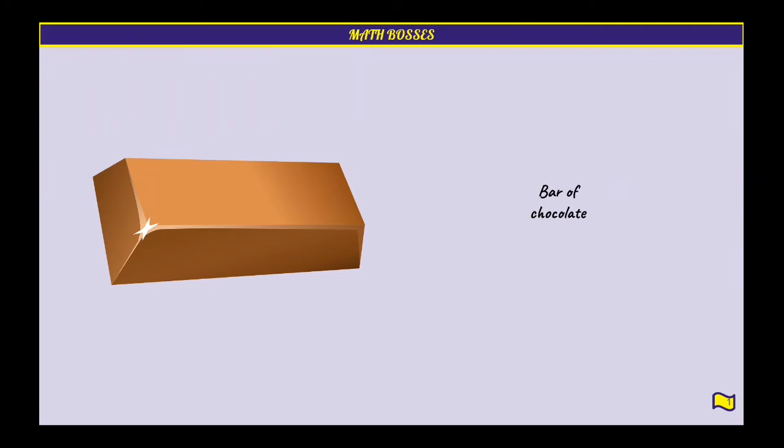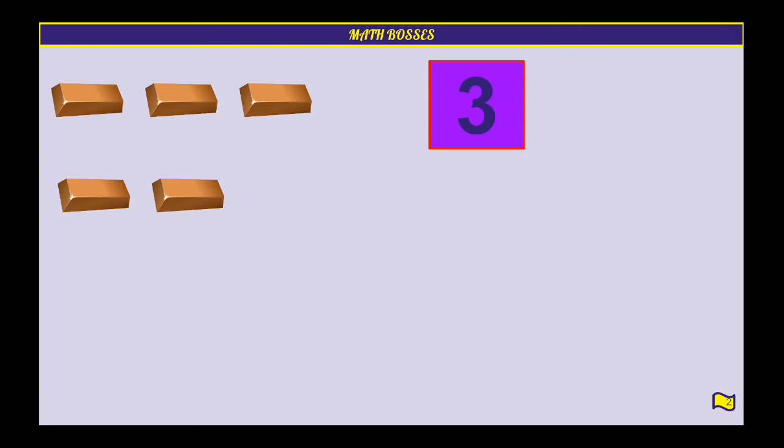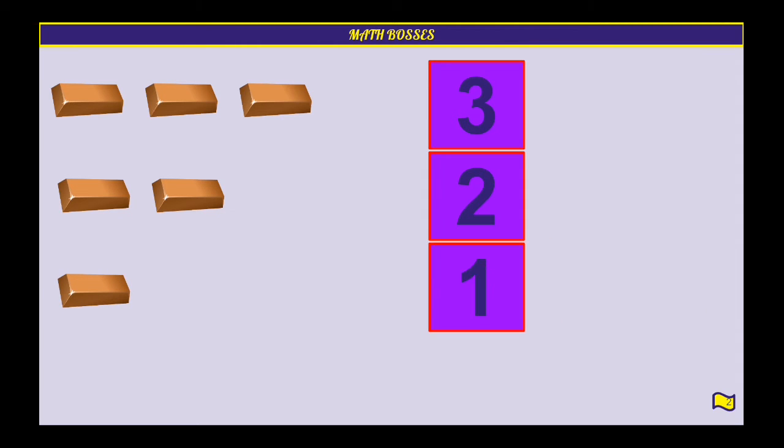Right here we have a bar of chocolate. When given this, we say we have 3 bars of chocolate. When given this, we say we have 2 bars of chocolate. When given this, we say we have 1 bar of chocolate. However, when given this, we say we have, let's find out.